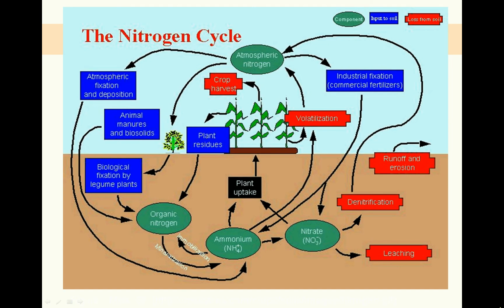So here's one of the many versions of the nitrogen cycle you might see. There's a lot of movement through the system. You can see here at the bottom we have immobilization, where nitrogen is tied up as organic nitrogen, but then it can be mineralized as well and made into plant available forms such as ammonium.